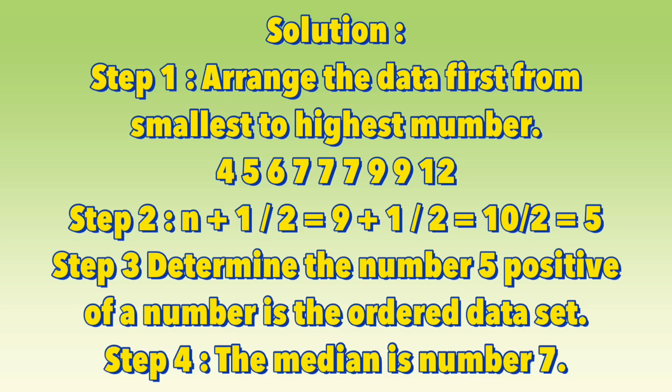Step 3, determine the number in position 5 of the ordered data set. The ordered data set is 4, 5, 6, 7, 7. The number in position 5 is 7. So therefore, the median is 7. This means 50% of the observations incurred less than 7 absences, while 50% incurred more.